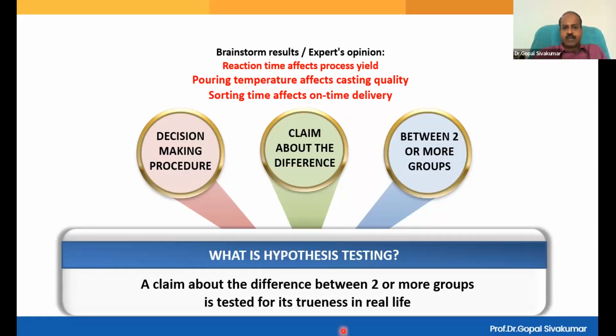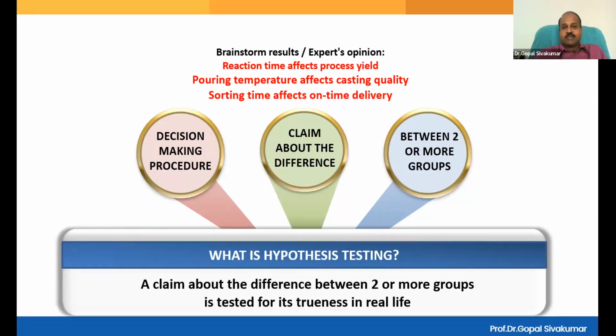Come on, make it right. Chemical process yield is the Y variable. Okay, this is the one here. Reaction time is the X variable and the pouring temperature is the X variable.